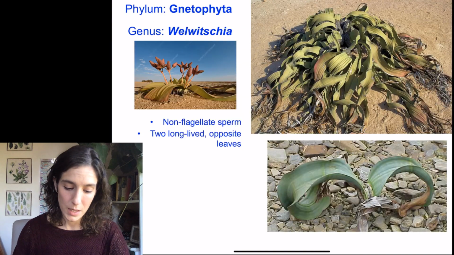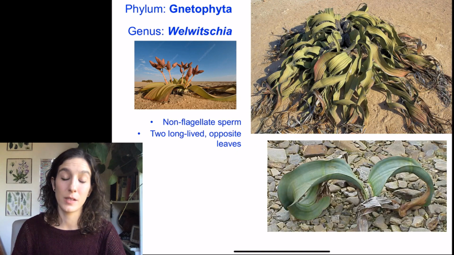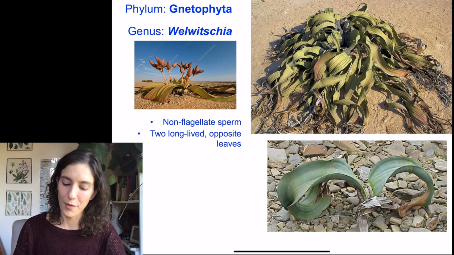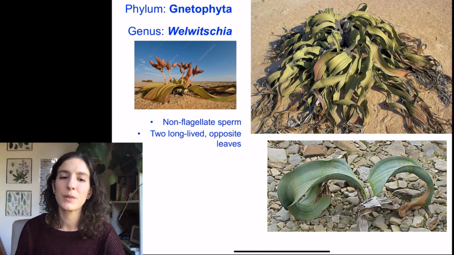So here's another gnetophyte, Welwitschia. This is definitely the coolest of the three that I'm going to briefly talk about here. Also visible in our greenhouse. This is a really cool plant. It only produces 2 leaves. That's it. In its entire life, it will only produce 2 leaves. They are exactly opposite from one another, as you can see in that lower picture.